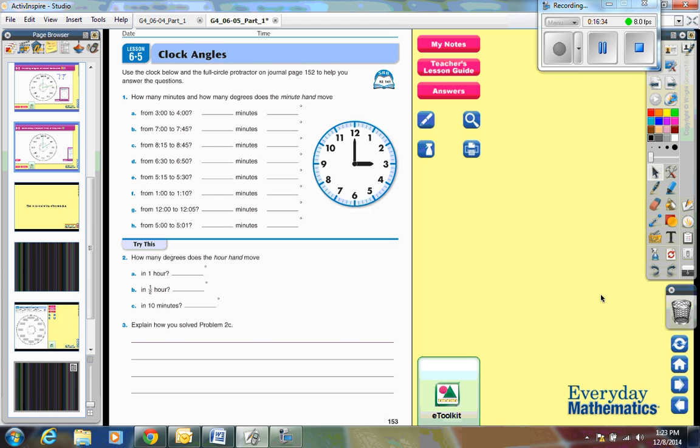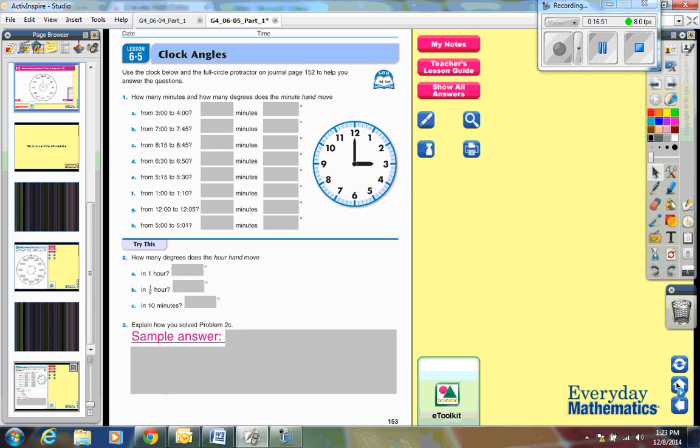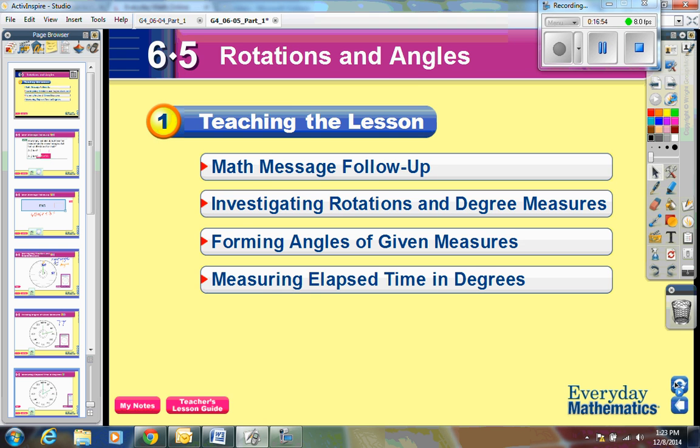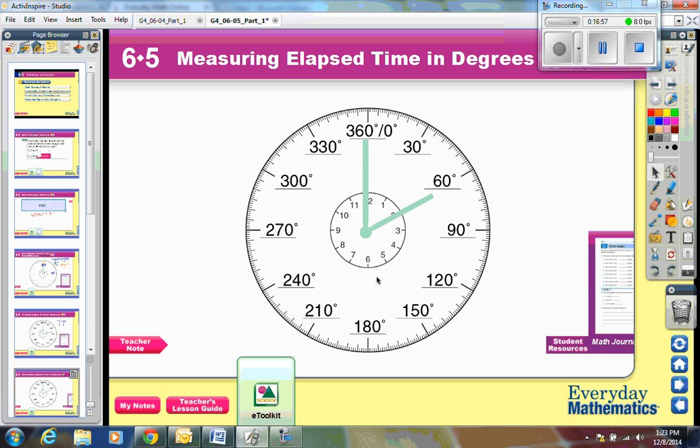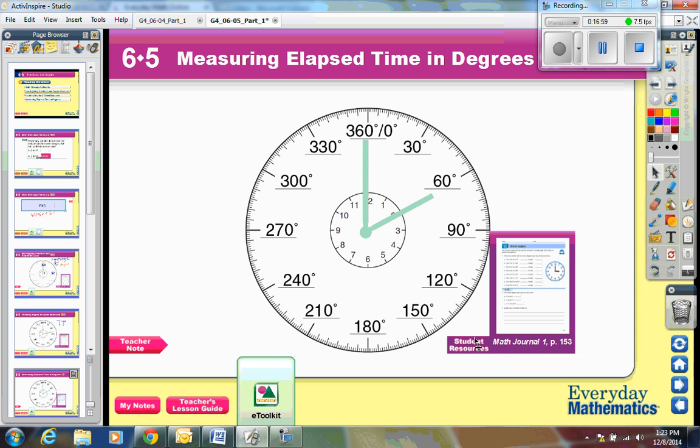But you are also going to be completing page 154A. It's your last task. You're going to look at the 2 clocks, the start time and the end time, and then you're going to determine how much time has passed from the start to the end.